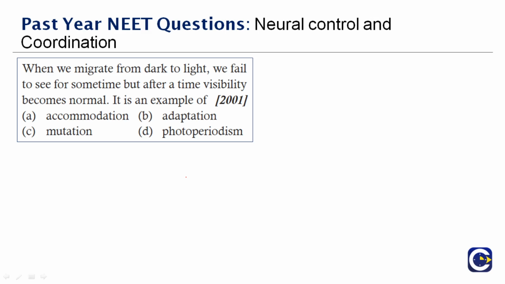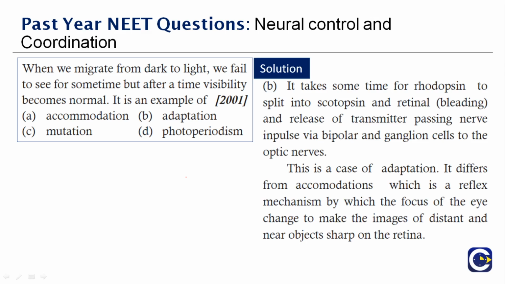You happen to be in the light, and suddenly when you move into the dark, it takes a little time for you to adapt to that darkness, and after that, things will become visible, right? Not exactly highly visible, but to some extent you can survive in that dark. It's not that it will be totally dark for you. That case is actually called adaptation. It differs from accommodation, which is a reflex mechanism by which the focus of the eye changes to make the images of distant and near objects sharp on the retina. So that little time it takes to adapt itself, that process is called adaptation.